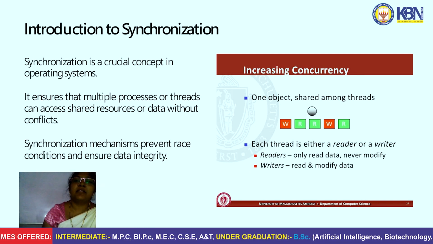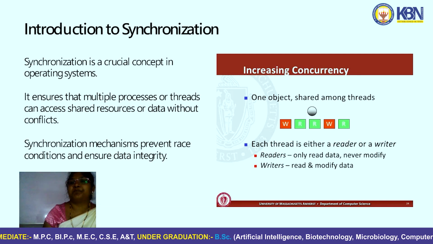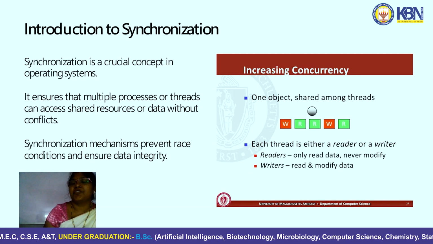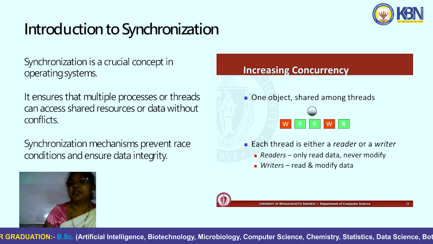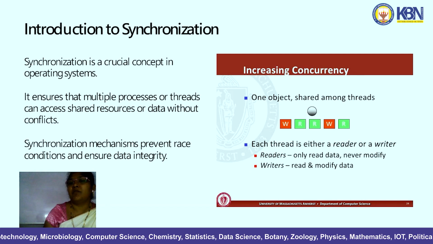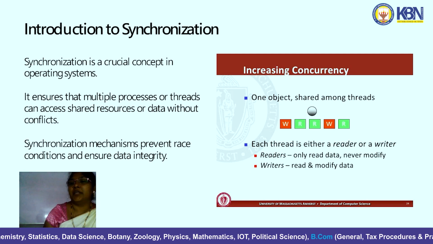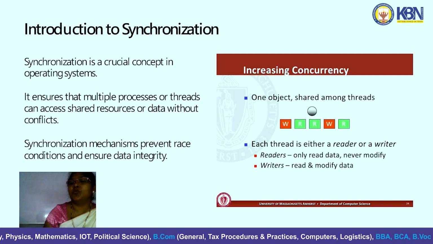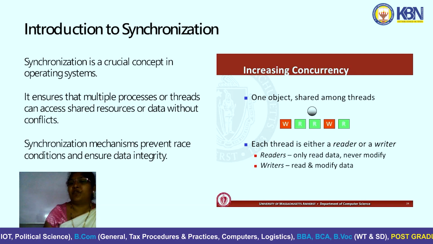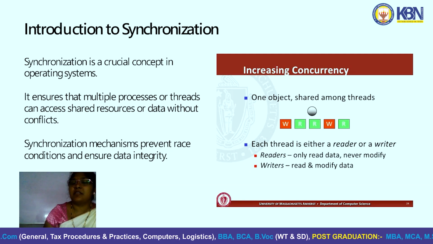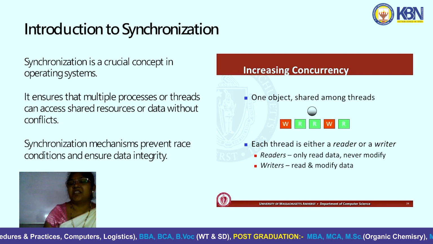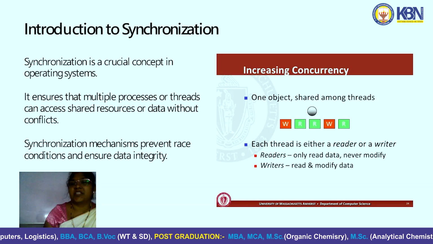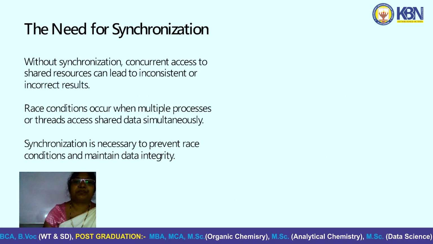See here, in the picture, increasing concurrency, one object is shared among threads. In the picture, W means write mode and R means read mode. So here read mode and write mode are there. Each thread is either a reader or a writer. The readers only read the data. They can't modify the data, but the writers can read and modify the data. These are the different concurrency consequences. Then I have to go for the next one.